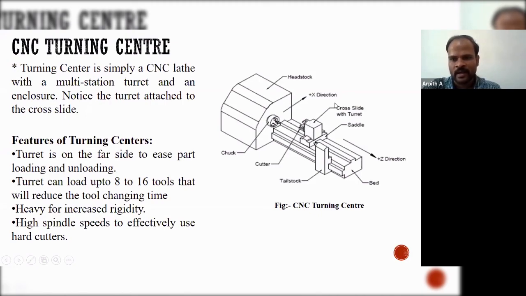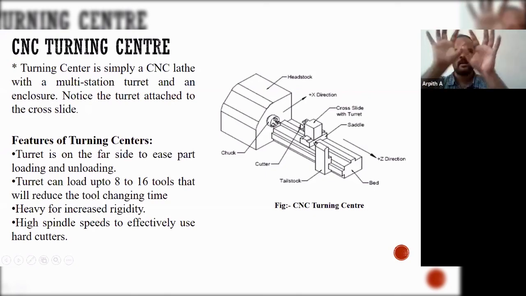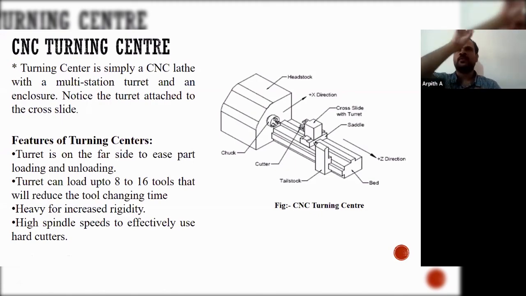That is what is written here: cross slide with the turret. So the turret will have the tools, a sequence of tools. It is just a drum, and each drum has the tools. Whichever is to be performed is going to be locked for the turning operation. This is about the CNC turning center.